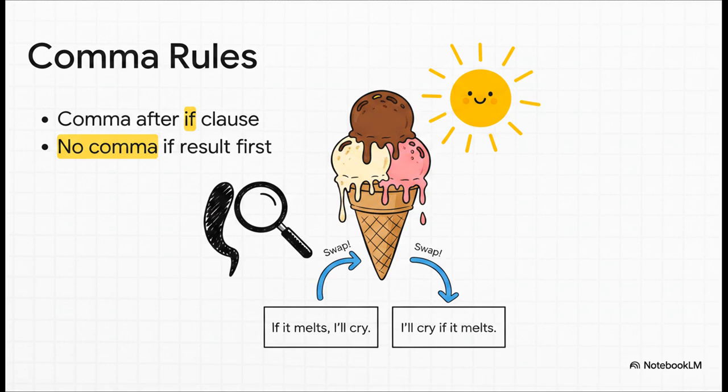If you start your sentence with the if clause, you must put a comma right before the result. For instance, if ice cream gets warm, it melts. But if you flip that around and put the result first, you just drop the comma entirely. Ice cream melts if it gets warm. Simple as that. No comma needed.